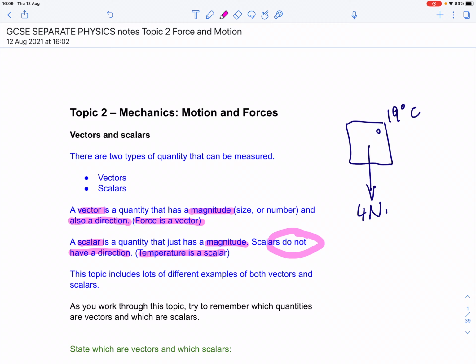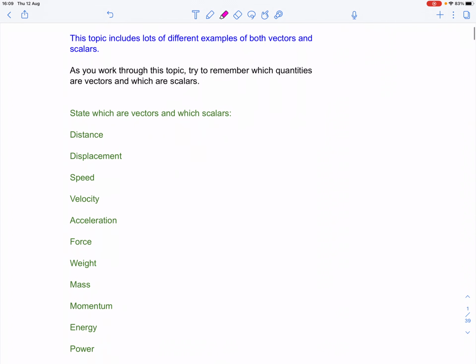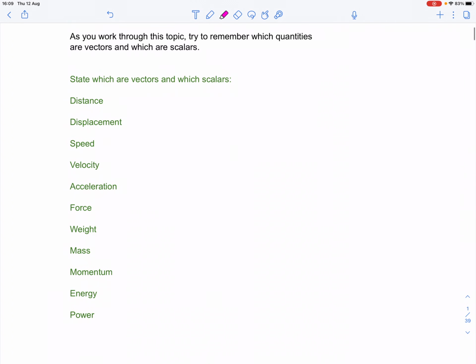Okay, so the general rule is if you can point in the direction that this particular quantity acts in, then it must be a vector. If it doesn't make any sense to point in any direction, then it's probably going to be a scalar. That's an easy way to remember how to identify them, because one of the jobs you've got is to be able to identify scalars and vectors from a list of quantities. So let's have a look at some vectors and scalars in our topic and see if we can identify which is which. So here we are.